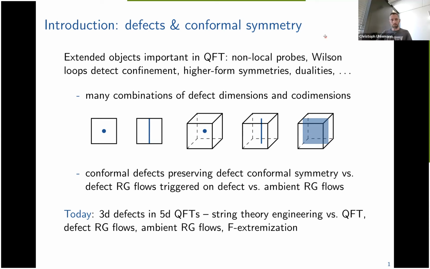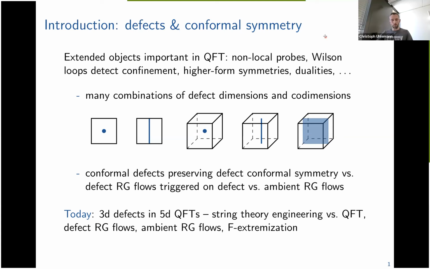We can also look at defect renormalization group flows. We can turn on relevant operators which are localized on the defect and trigger flows, which in that way are really associated with the defect we're looking at. And the most general scenario is when even the ambient theory is not conformal and there's no notion of conformal symmetry to begin with. Everything just flows.